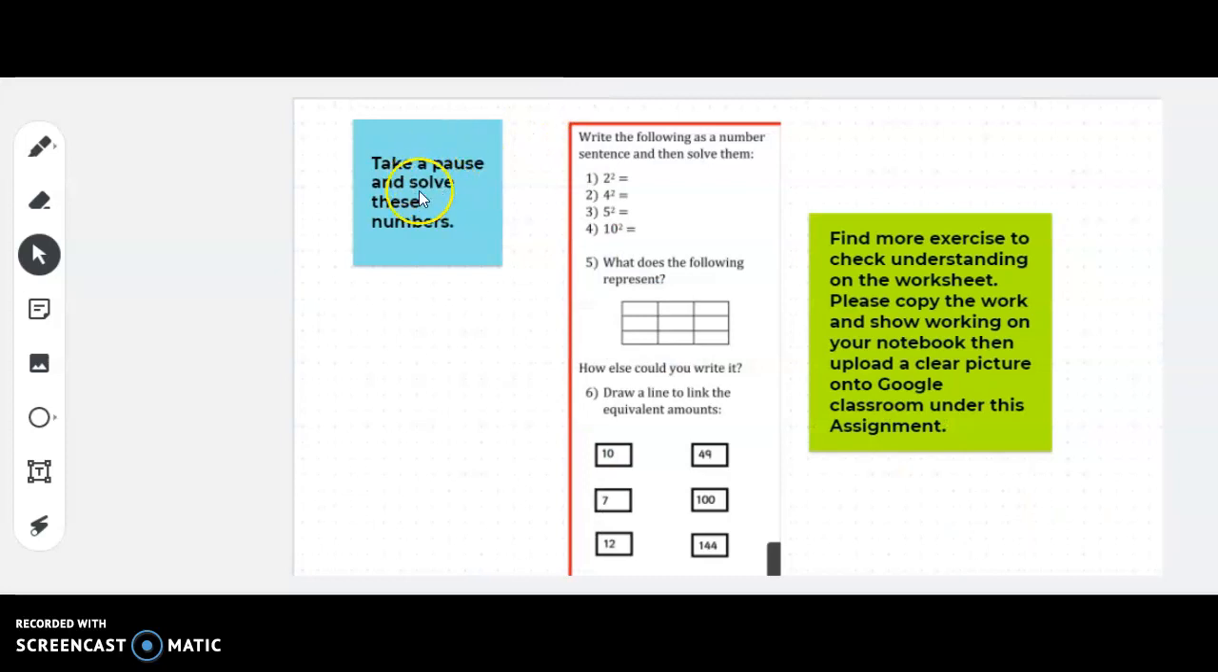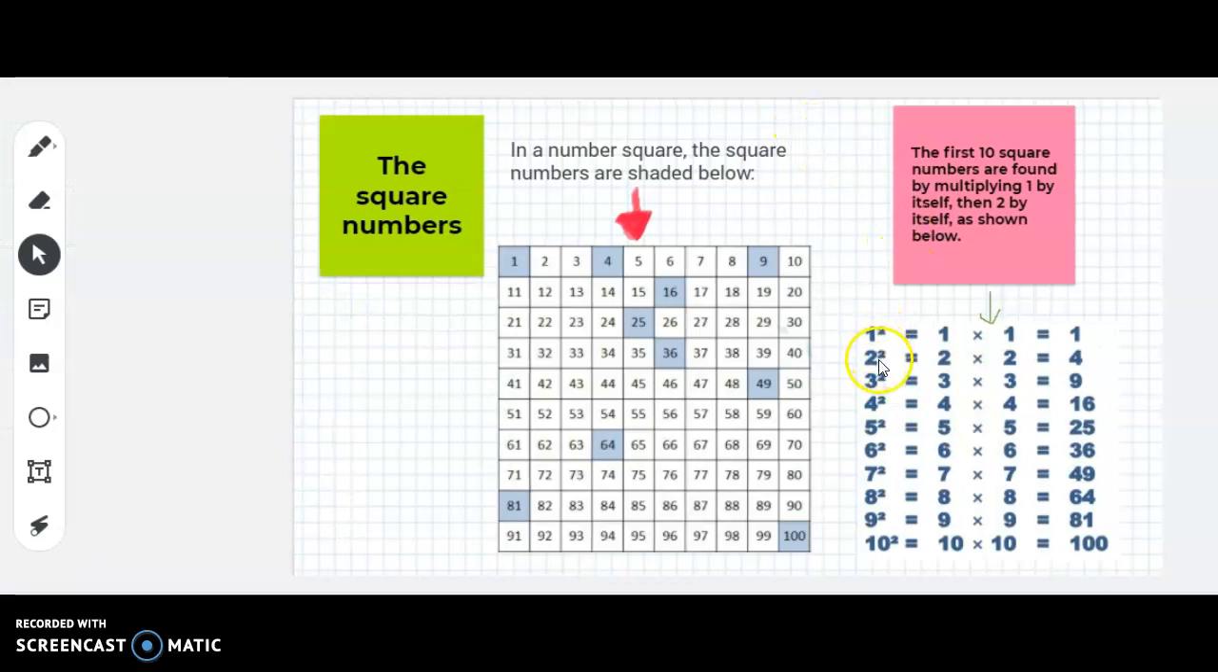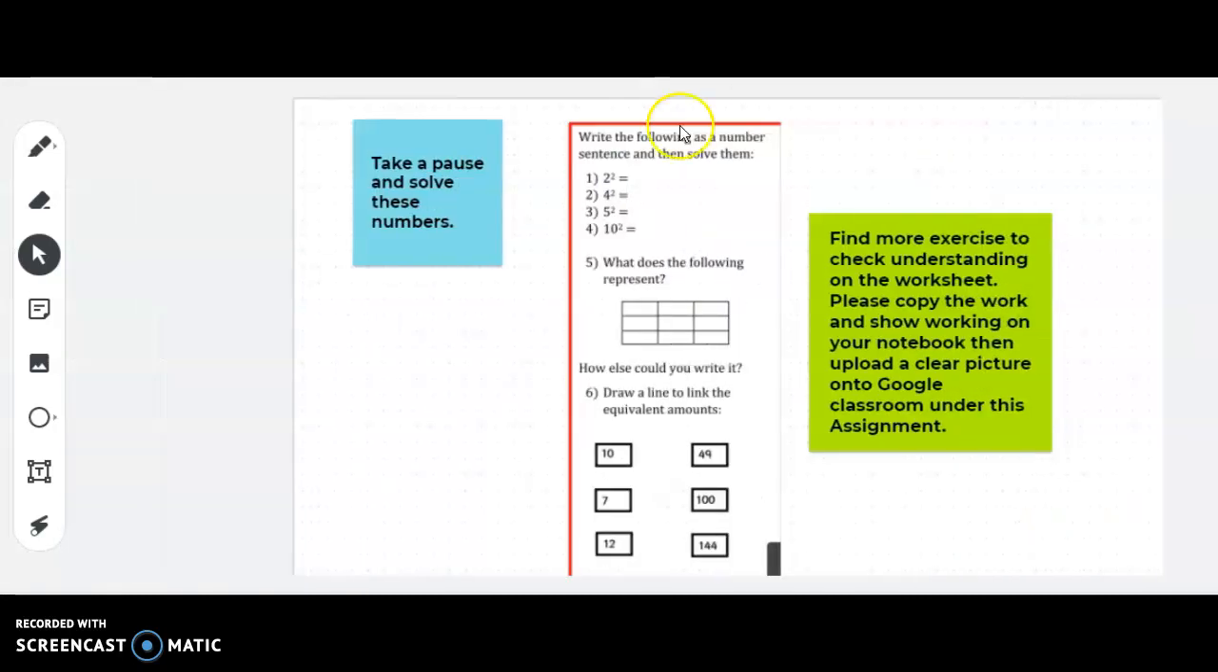Take a pause and solve these numbers. Write the following as a number sentence and then solve them. 2 squared becomes 2 times 2. That is what we call the number sentence. Then you solve it. All these have been shown.